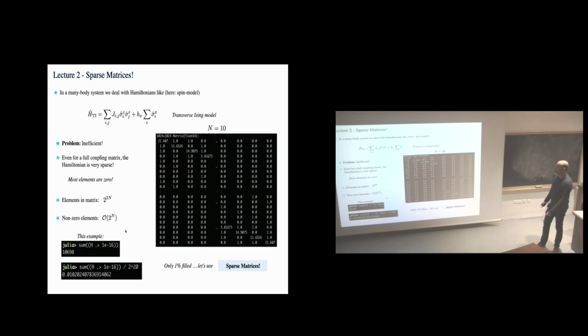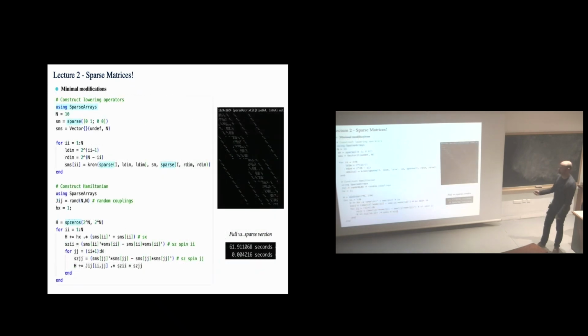The good news is this is extremely easy to do. This is exactly the same type of thing I showed you before. All I have to do is, when I start with my sigma minus operator, make it a sparse operator right from the beginning. Then if I do all my Kronecker operations, they will always remain sparse. The only changes are highlighted here in this little blue background: I make this first matrix sparse, and then I add sparse identities in my Kronecker products, and my Hamiltonian becomes a sparse matrix.